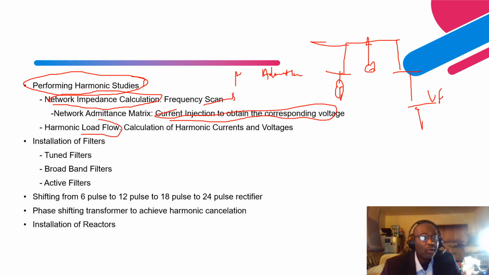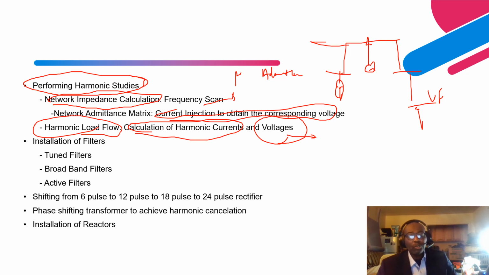Next is a harmonic load flow. What you do is similarly inject harmonic currents and calculate the harmonic voltages. So that is the first thing you want to do if you have a lot of proliferation of power electronics in your network, to determine the need to mitigate it.